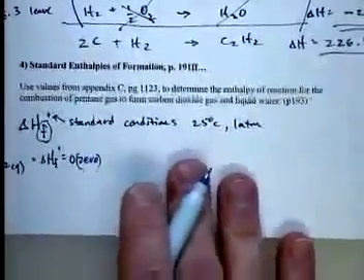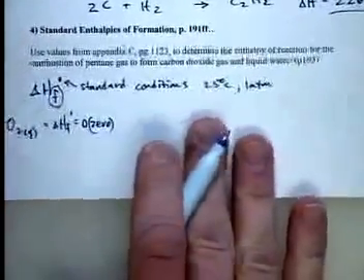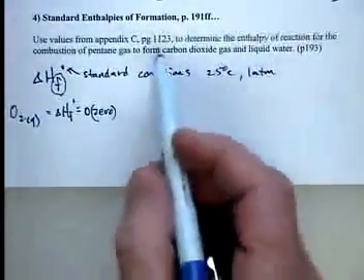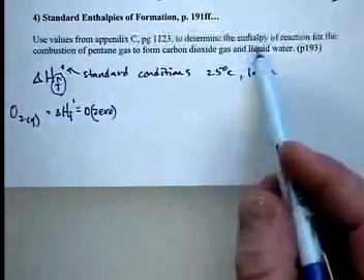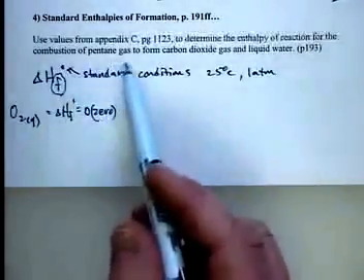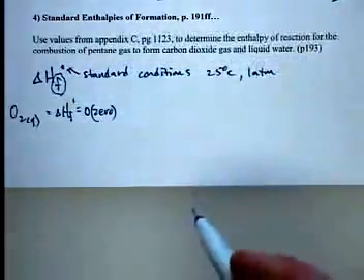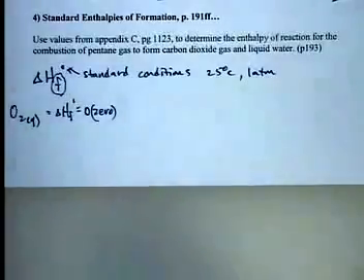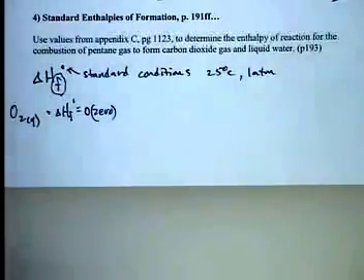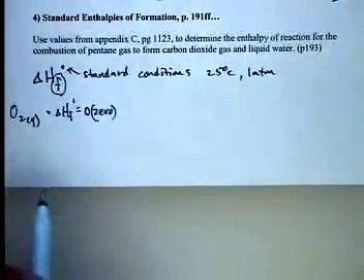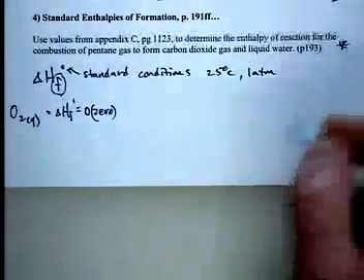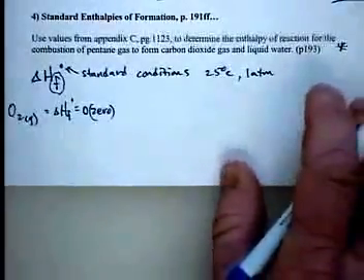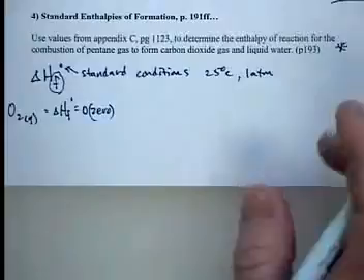Well, the question we're here to solve says to use the value from Appendix C on page 1123 in the 10th edition to determine the enthalpy of reaction for the combustion of pentane gas to form carbon dioxide gas and liquid water. Before we do this problem, I just wanted to give a couple of examples of equations that illustrate the standard enthalpy of formation of different substances.